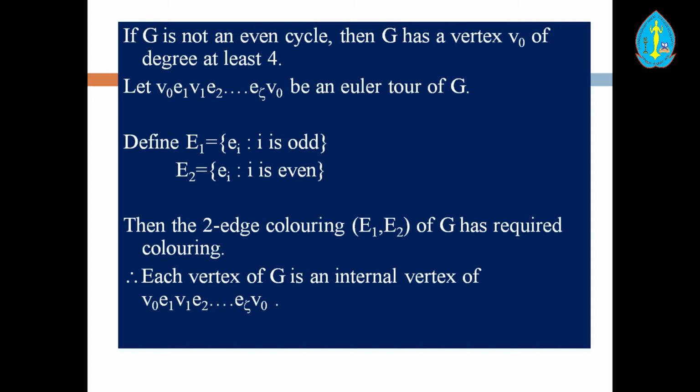Then the two-edge coloring E1, E2 of G is the required coloring. That is, we give the edges in E1 the color 1 and the edges in E2 the color 2. Then the two-edge coloring E1, E2 of G is the required coloring, since each vertex of G is an internal vertex of this Euler tour.